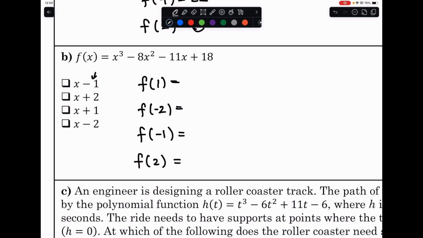Now for practical purposes, I'm just going to simply plug them into my calculator. And 1 to the third power minus 8 times 1 to the second minus 11 times 1 plus 18, that's a total of 0. When I plug in negative 2, that also gives me a value of 0. But when I plug in negative 1 and positive 2, I don't get 0. I get 20 and negative 28.